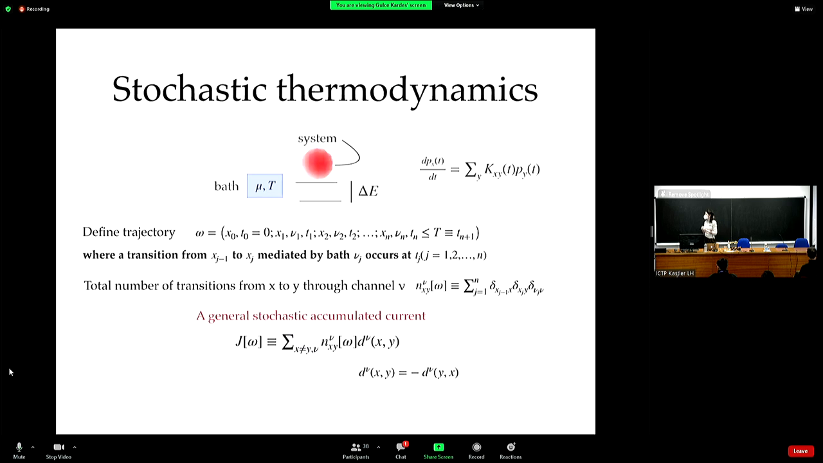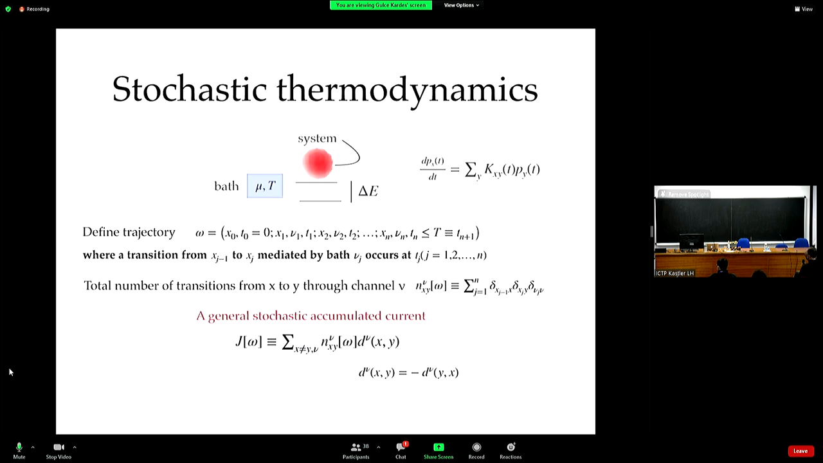So from yesterday, what we did was that, given this setup that is evolving under a master equation, we can define a trajectory. So now I'm going to go there. Is it okay with you? Okay, I'm going to shove it like that.